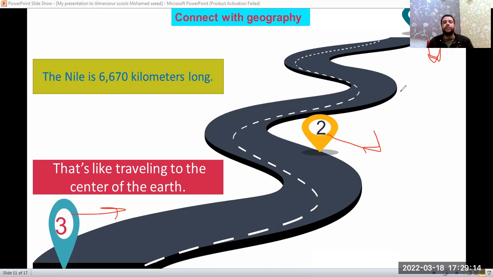What is the relation between this lesson and geography? We took in the previous lesson in grade three the fertile soil, and the water that comes from Ethiopia to Egypt. The water carries with it some mud. This mud makes the soil fertile. What's the meaning of fertile? It gives us a lot of crops. Okay, so this is connected with geography. The water carries with it some mud. The mud stays in Egypt, so that makes the soil fertile.